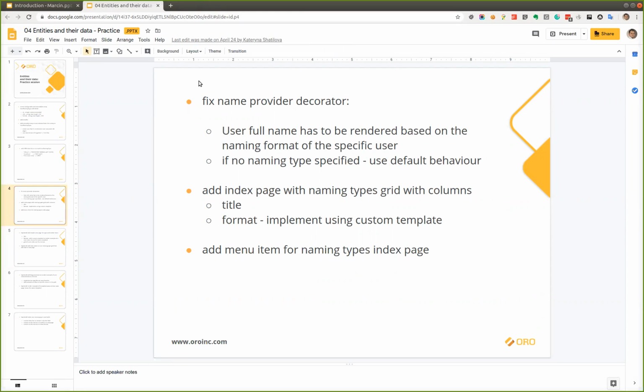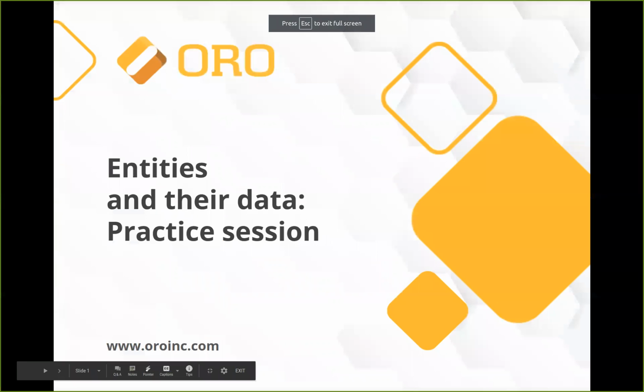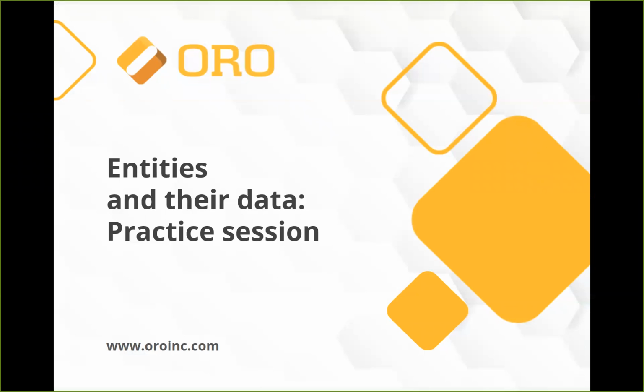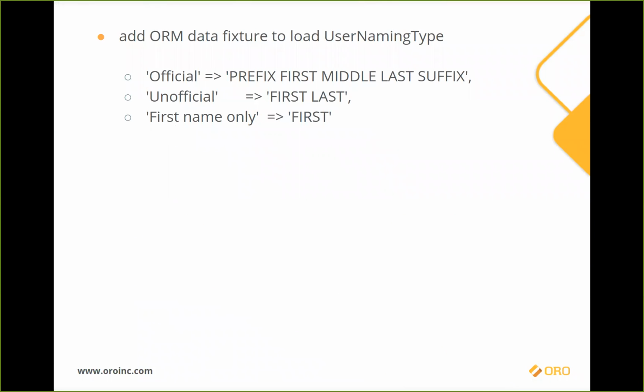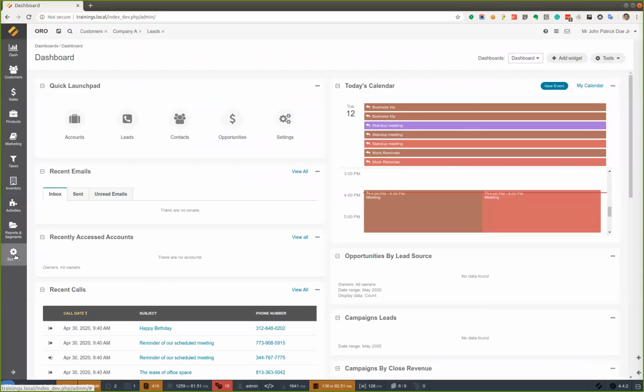Let me just make it full screen. And I will open the trainings application in a second tab. So this you've already seen. So we created the new entity. We created an installer and a migration for this. We created a relation using the extended extension. And we loaded fixtures.